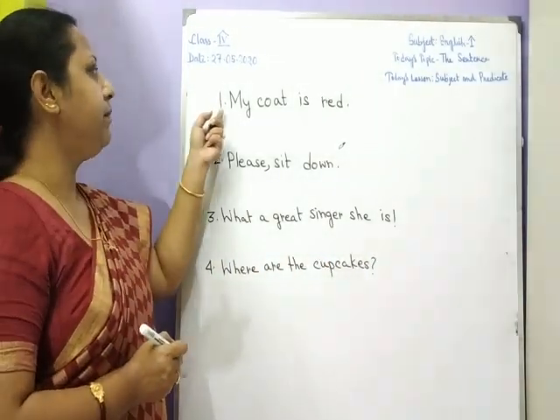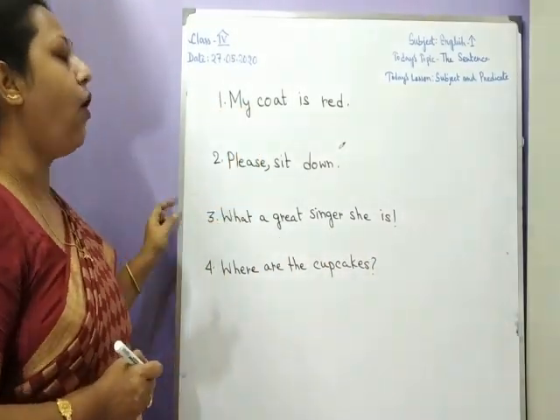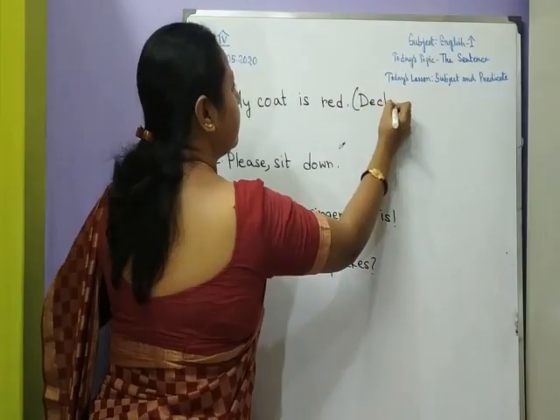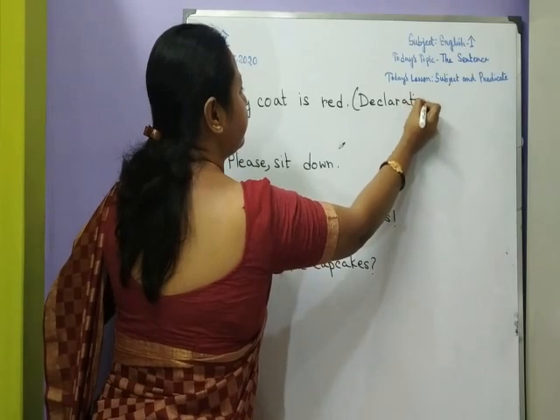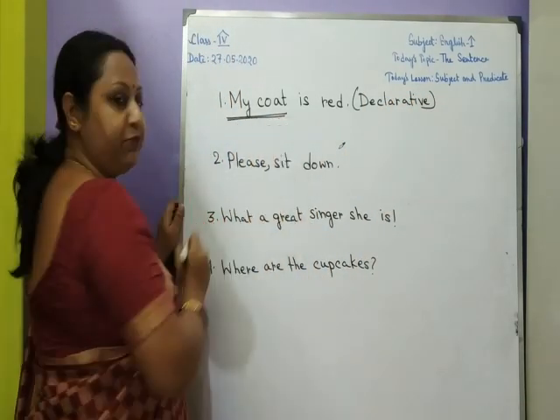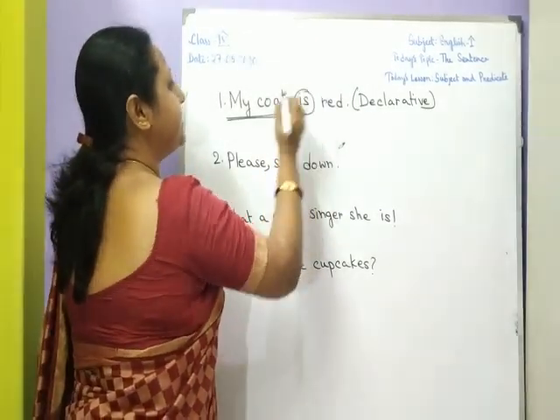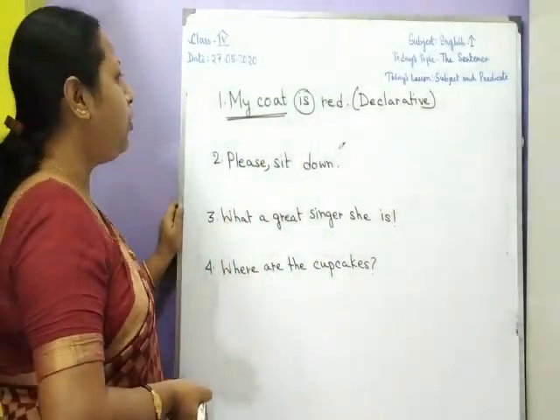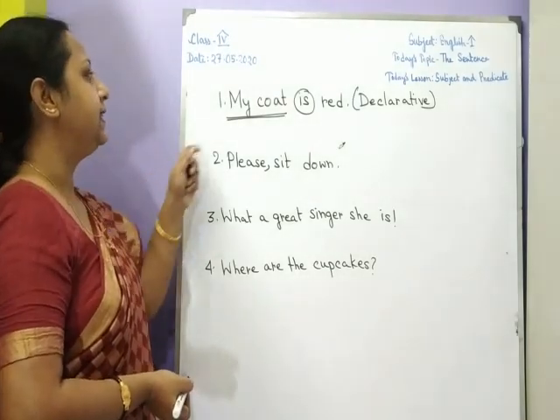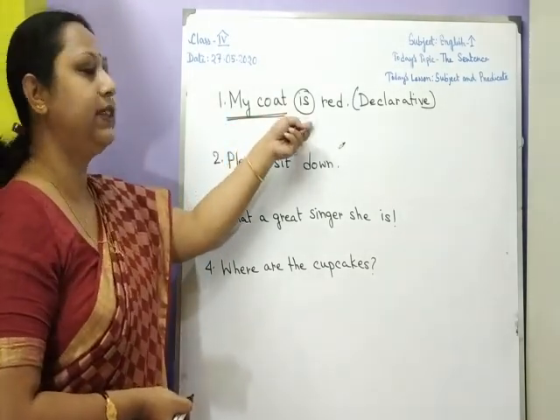Sentence number 1, my coat is red. We all know it is a declarative sentence. Here, my coat is the subject and is the verb. So, we must remember that in a declarative sentence, the subject comes before the verb.